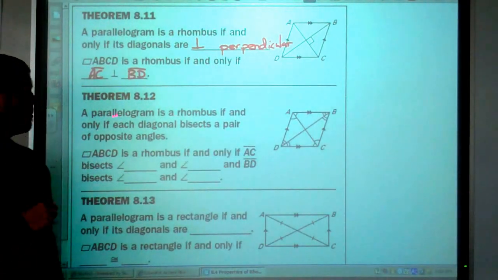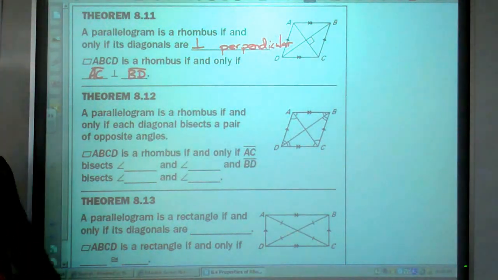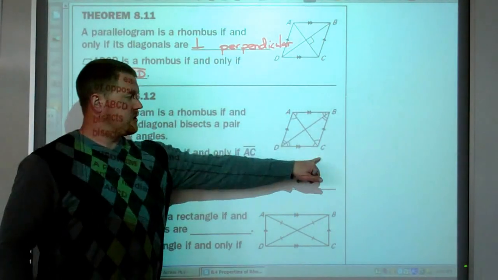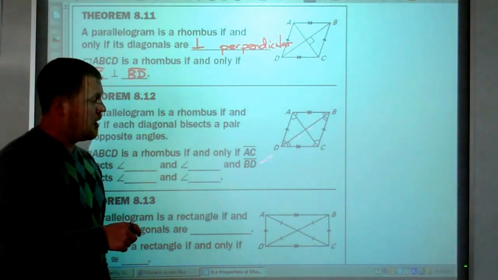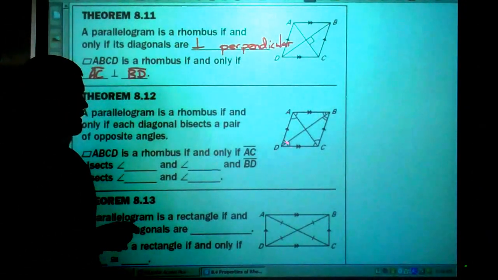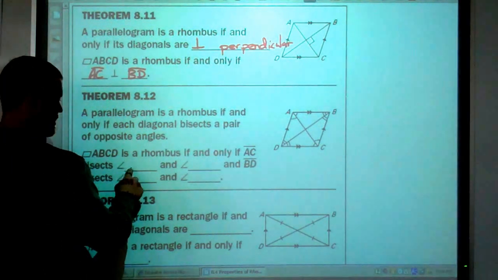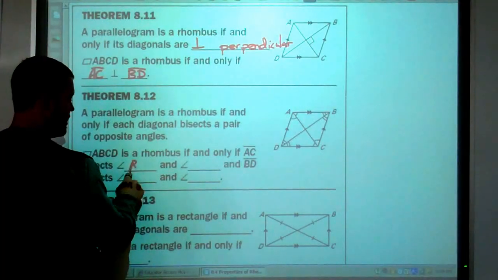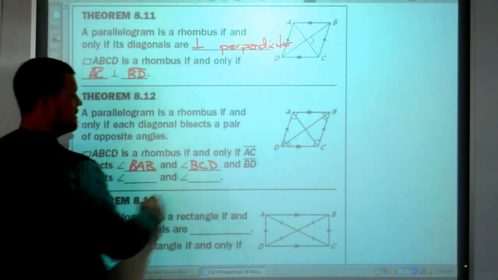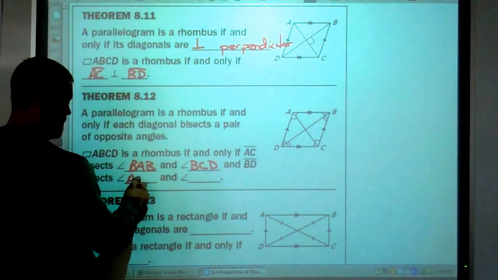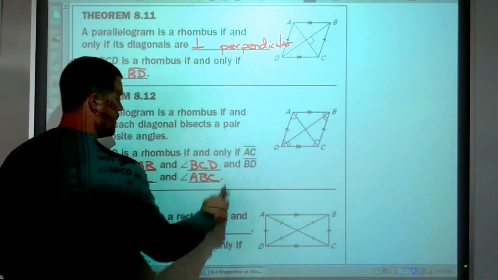Now next one. A parallelogram is a rhombus if and only if each diagonal bisects a pair of opposite angles. So our diagonals here, segment AC bisects angle A and bisects angle C. And then diagonal BD here bisects angle D and bisects angle B. Segment AC bisects angles BAD and BCD. And segment BD bisects angle ADC and angle ABC. Okay?